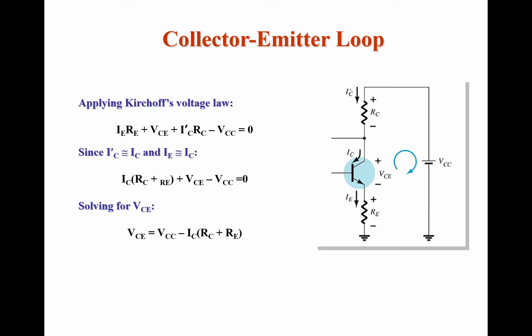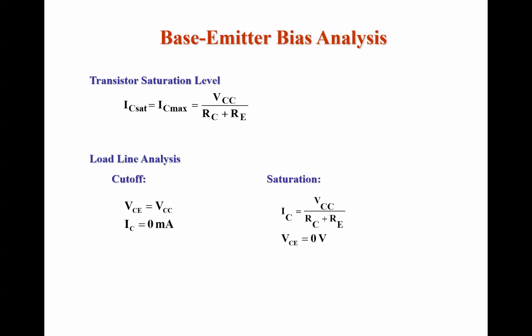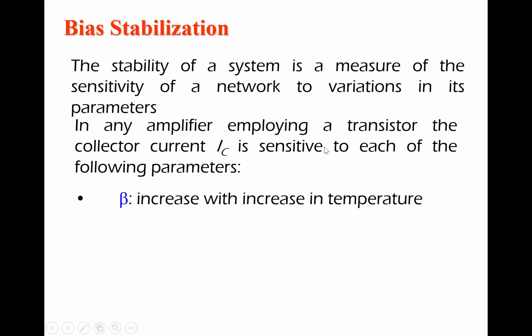VCC minus ICRC minus VCE minus IERE is equal to 0. See, from this expression we are going to calculate the VCE value. VCE is equal to VCC minus IC into RC plus RE. See, after determining these values, we can see the current components and the voltage components for various regions, cutoff and saturation regions. And then we move on to the bias stabilization.